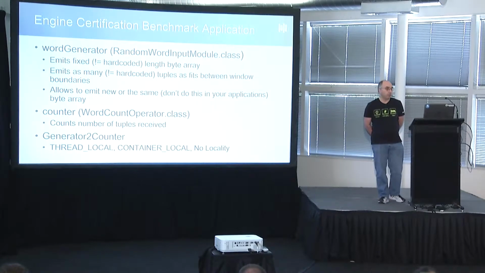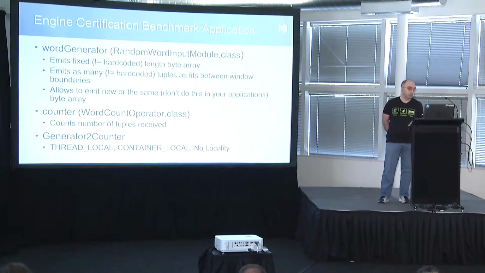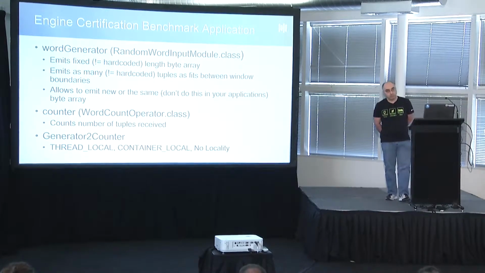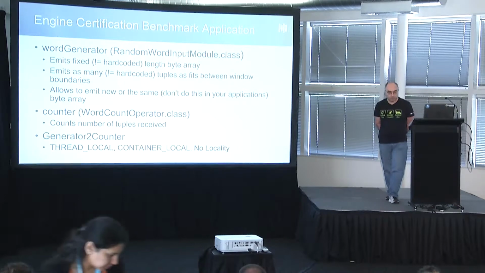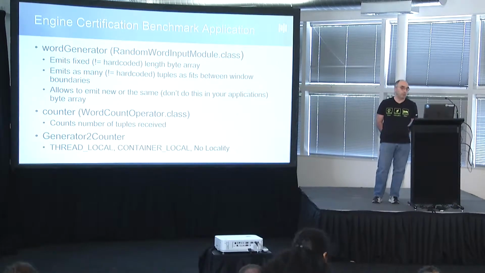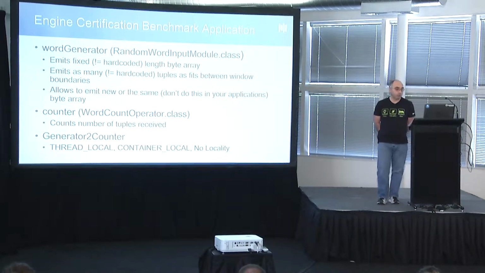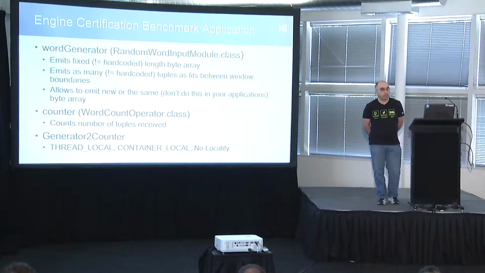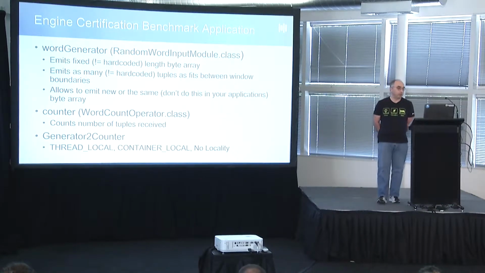The operator allows changing the size of that byte array, and later I'll show how the length of emitted tuples affects throughput, and whether there is any impact on the latency. Also, that operator allows, based on a property, to emit either always the same byte array, or to allocate a new byte array for every tuple.